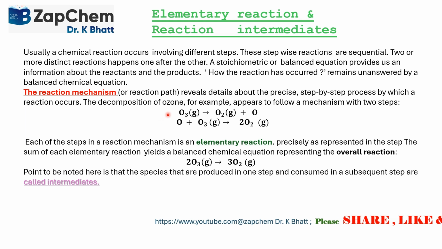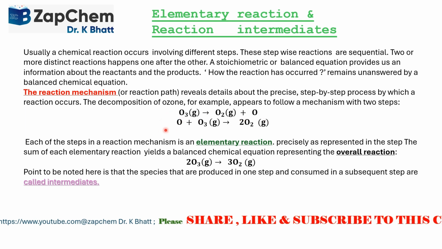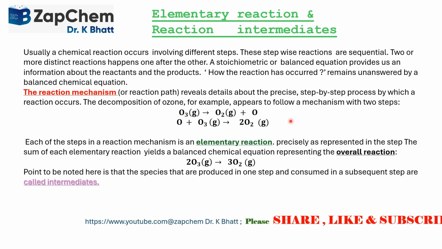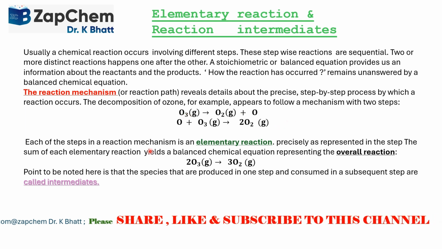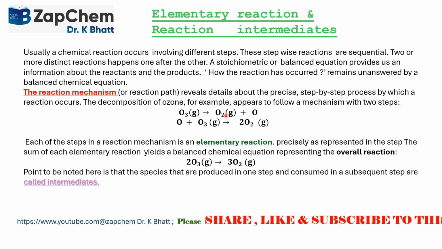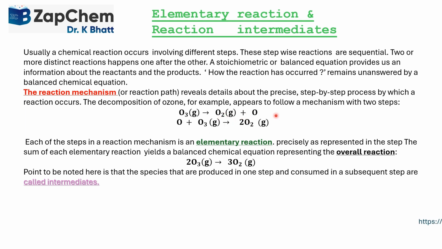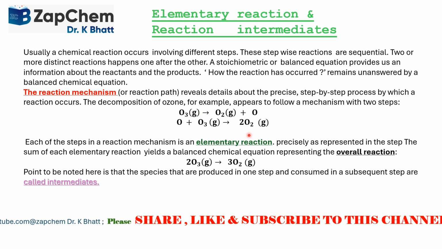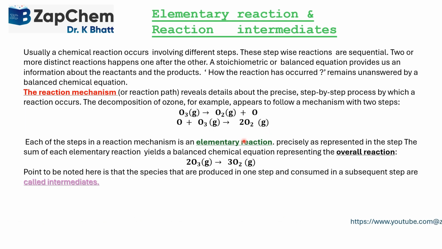So what has happened? The reaction has taken place in two distinct, different steps. And these distinct steps of reactions are known as elementary reactions. Each of the steps in a reaction mechanism is known as an elementary reaction. So in this particular case, there are two elementary reactions. In each, either a bond is broken or a new bond is formed. As a result, two elementary reactions combine together to form the final stoichiometric balanced equation, which we write this way.